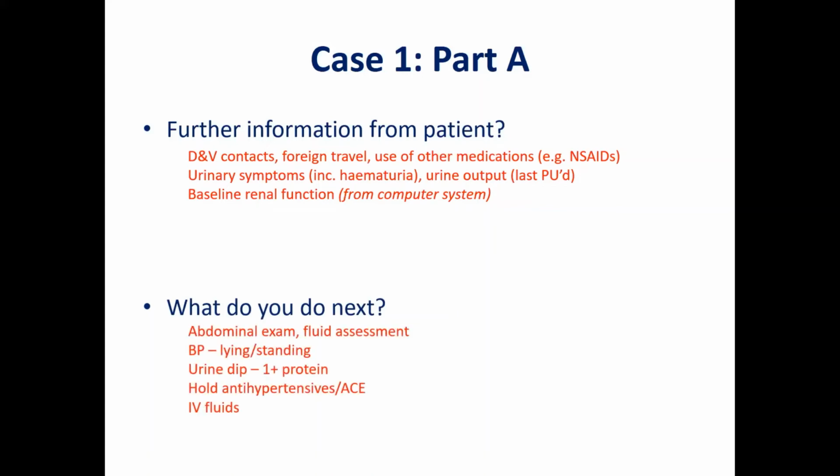You're going to examine them, of course, and you're going to do a fluid assessment, and we'll talk about that in a minute. You're going to check their blood pressure and get some observations. We would always dip their urine if we were concerned there could be an AKI. You're going to stop any drugs that could make an AKI worse. So you might hold their antihypertensives, you would stop their ACE inhibitor, and of course, if you feel they're dry, you're going to give them some IV fluids.